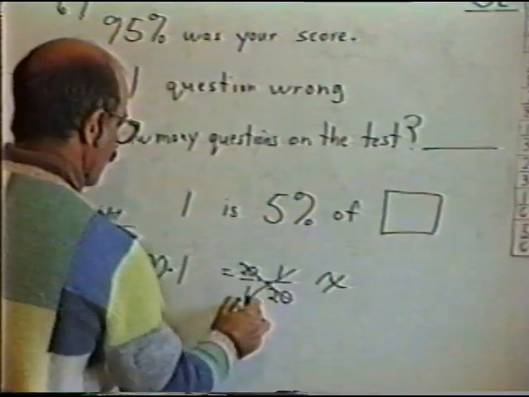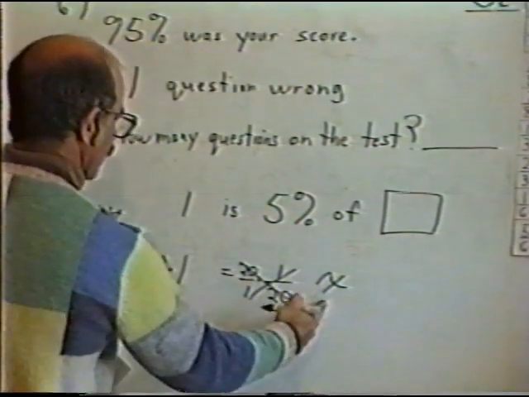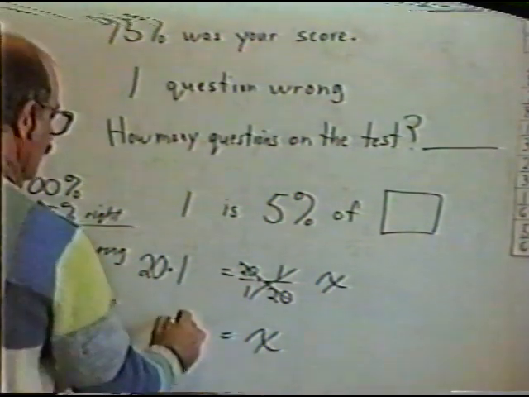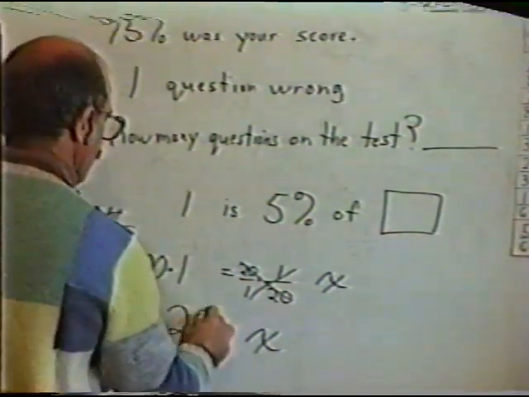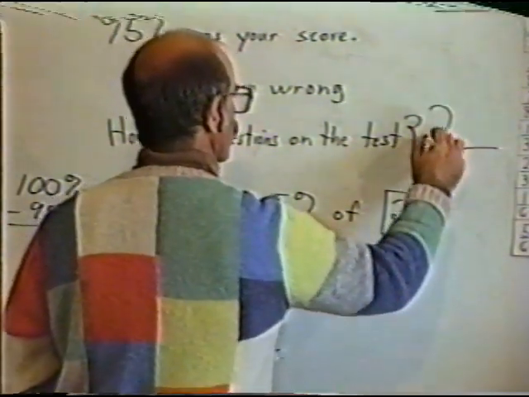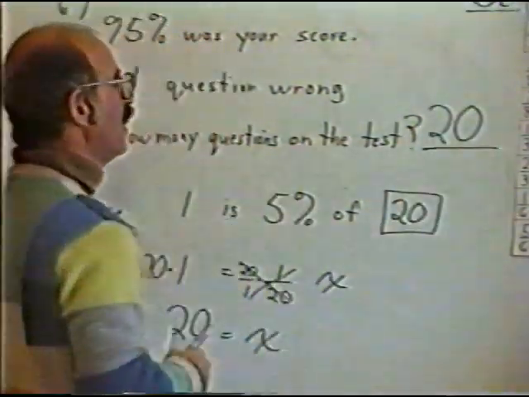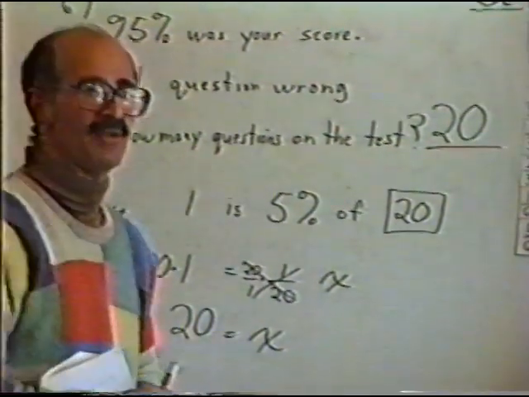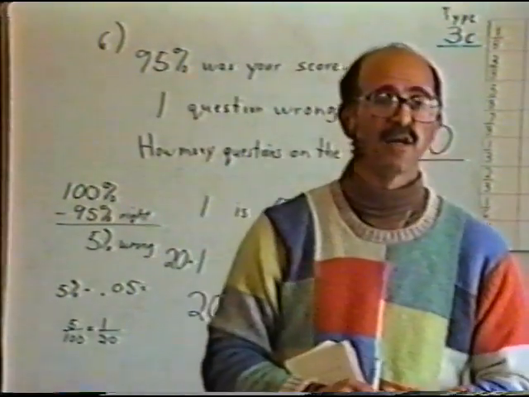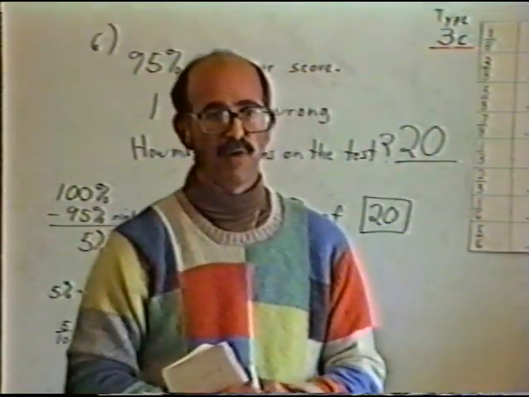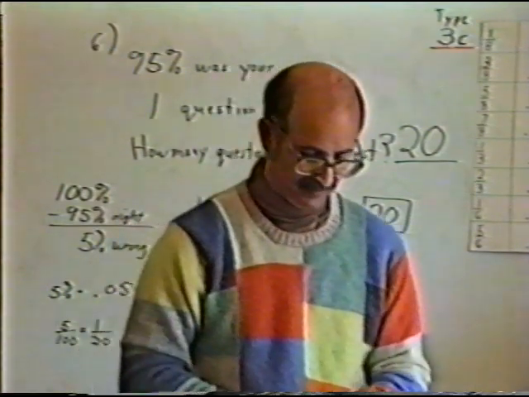These cancel out, leaving us just plain x, and 20 times 1 is 20, and the answer is therefore 20. There were 20 questions on the test. So anytime you have a type 3 curveball problem, you have to handle that curveball first.